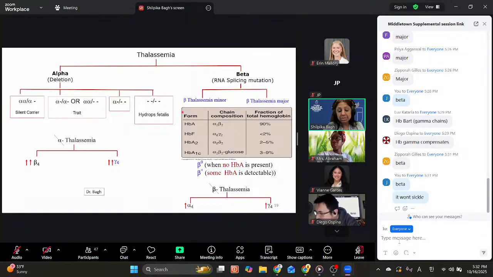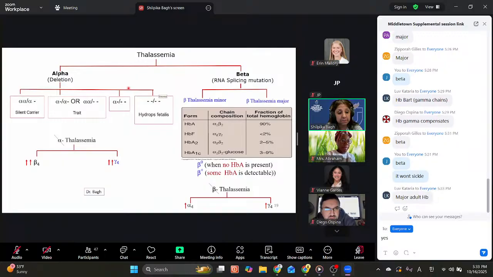Also, composition is important. What do you mean by no HbA and some HbA? Why is there a problem in beta thalassemia? These are variants of beta thalassemia. Beta, please, is more common than alpha. And why do they label them as plus? What do you mean by HbA? Is there a problem with HbA in beta thalassemia? What is HbA? Is there a problem with HbA?